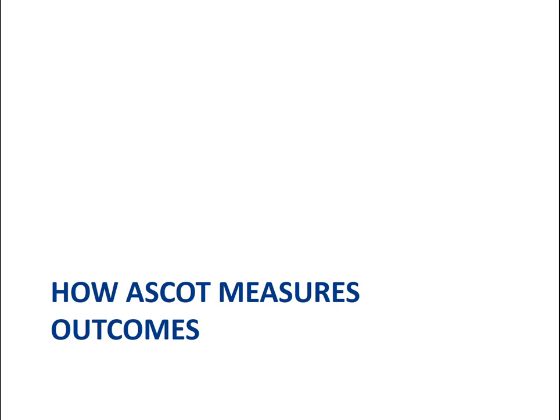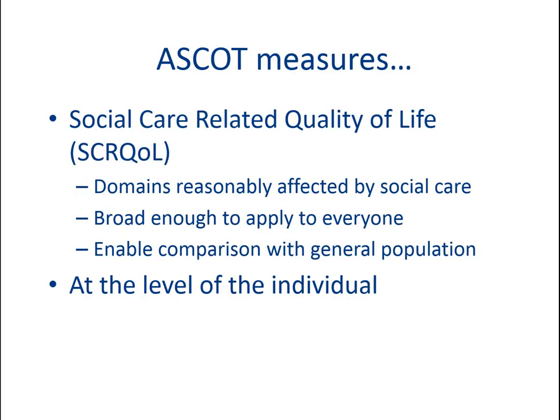So this next section is going to look at how ASCOT measures outcomes and what we mean by that. ASCOT specifically measures social care-related quality of life. And those are the domains of quality of life that we think are most reasonably affected by social care. However, from our point of view when we started development, we felt it was also really important that ASCOT was broad enough to apply to everyone regardless of whether they receive care services, because this would enable comparison with, say, the quality of life of people in the general population, which we thought was something that was really important to do.